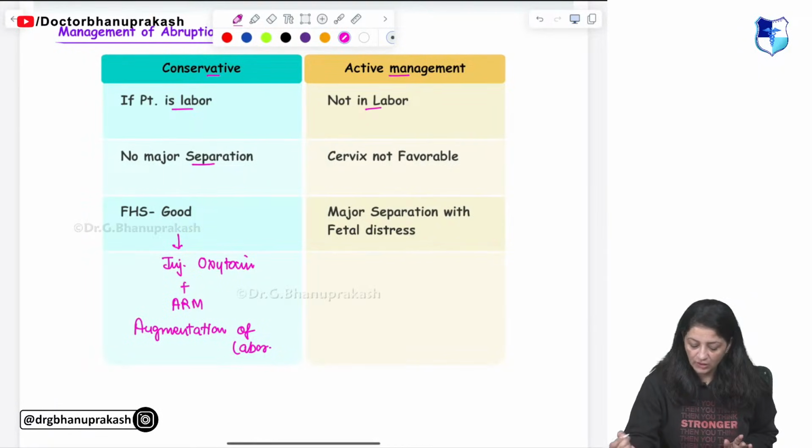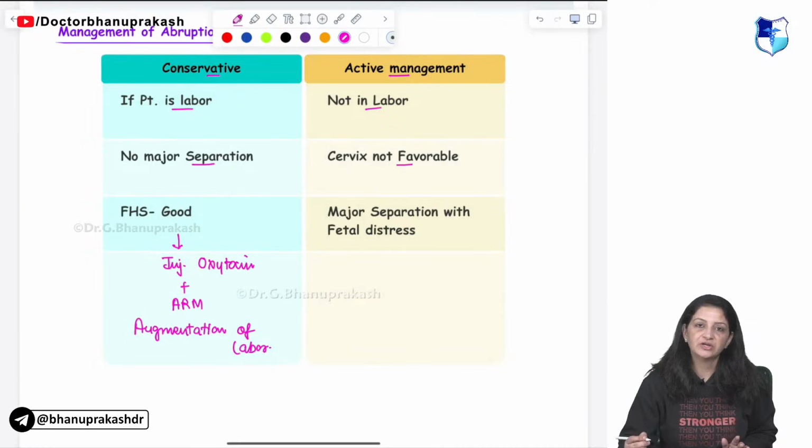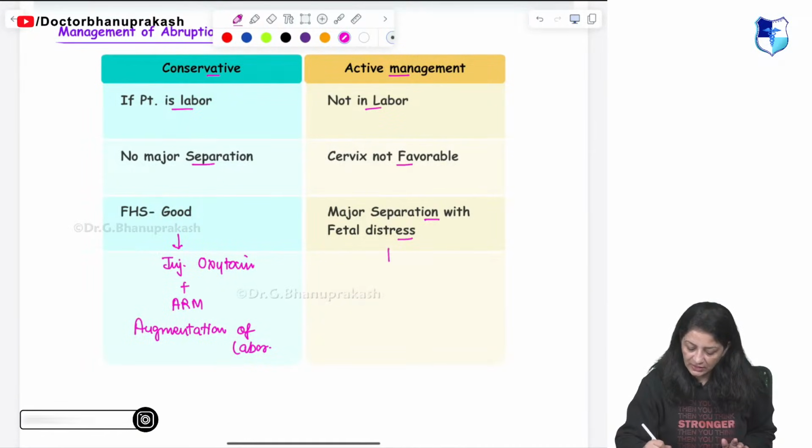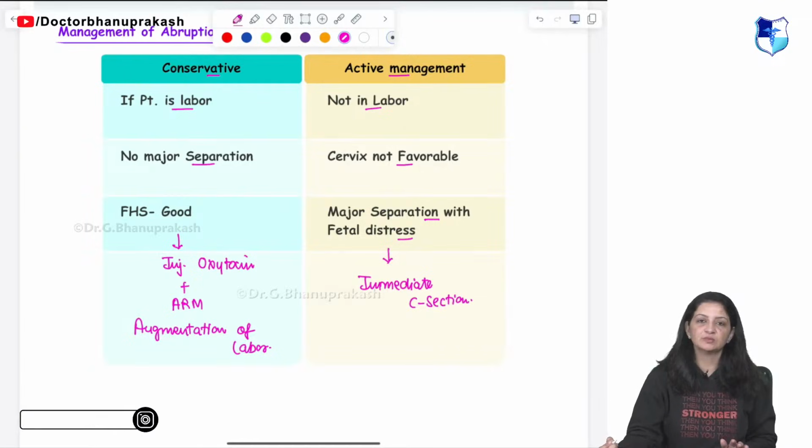Active management: if the patient is not in labor, cervix is not favorable, major separation with fetal distress, the next step is immediate cesarean section. So this is the management of abruptio placenta.